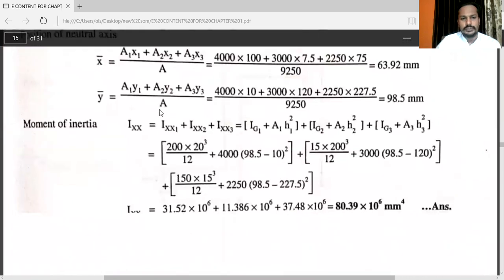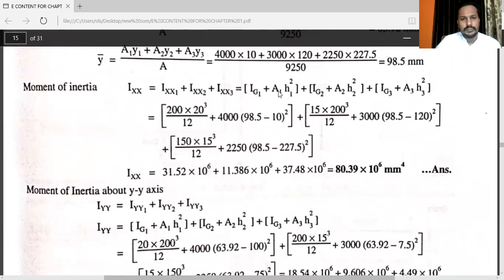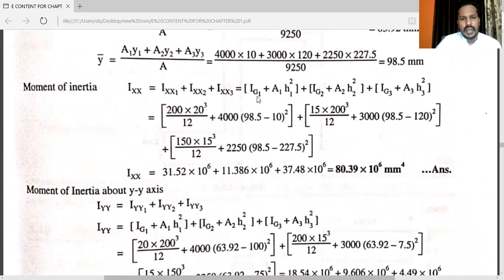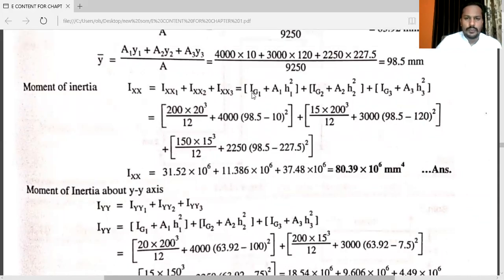So here you can see that Ixx is equal to Ixx1 plus Ixx2 plus Ixx3. Here you have to use parallel axis theorem. So for Ixx1, formula will be Ig1 plus A1 H1 square. For Ixx2, the formula will be Ig2 plus A2 H2 square. Plus Ixx3, formula will be Ig3 plus A3 H3 square. Here I am telling you, you have the formula of Ig1, that is BD cubed by 12. For Ig2, again the formula is BD cubed by 12. And for Ig3, formula is BD cubed by 12. But while putting the value of H1, H2, and H3, you have to take proper care.